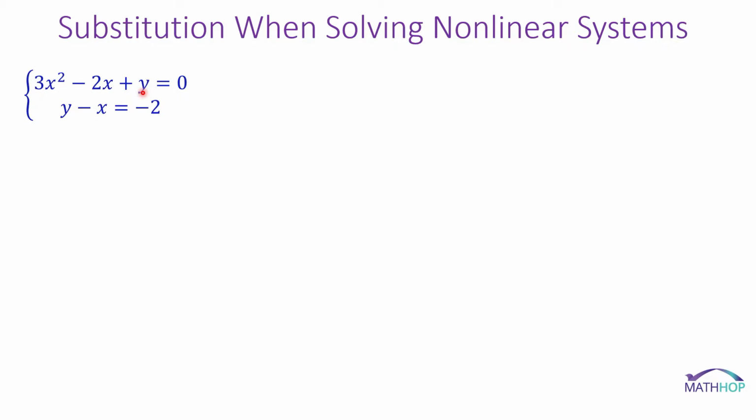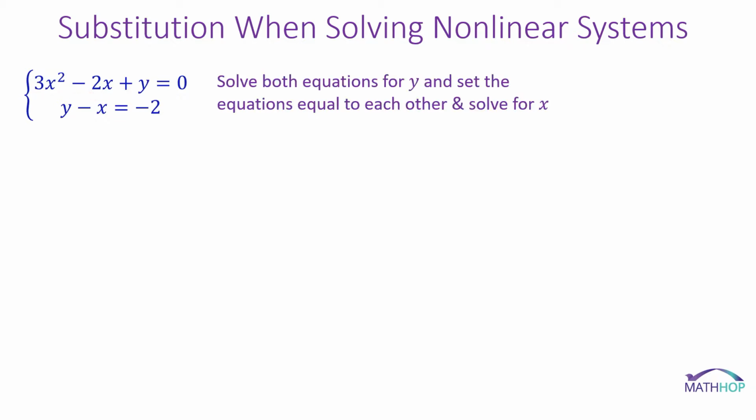And that's really what I want to do. Now with this first equation, I could just subtract y and negate everything, or I could just subtract 3x squared and add 2x to both sides. But that's really what I want to do. I want to solve both equations for y so that I have y equals.